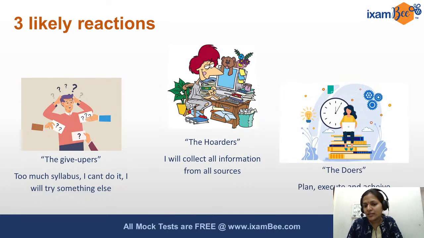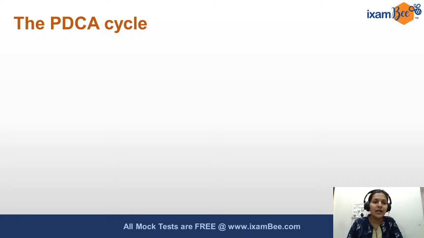And then there are the third type of people who I call the doers, who will plan, strategize, execute, and then actually achieve and crack the exam. So what you should be doing is I come up with a PDCA cycle. It's not something that I have invented. It's been in existence. I've just applied it to the preparation strategy. So does anybody know what a PDCA cycle is?